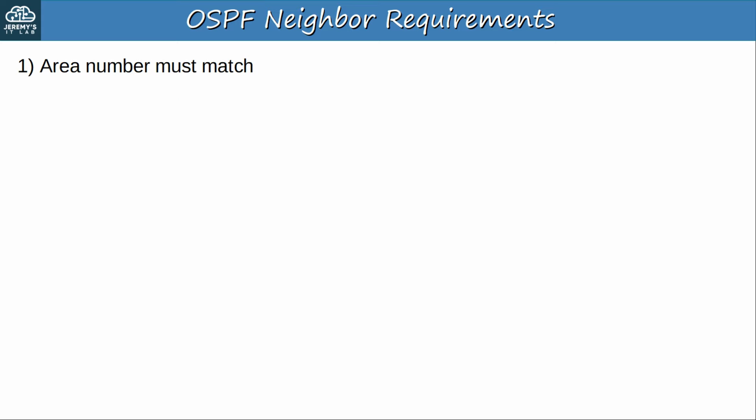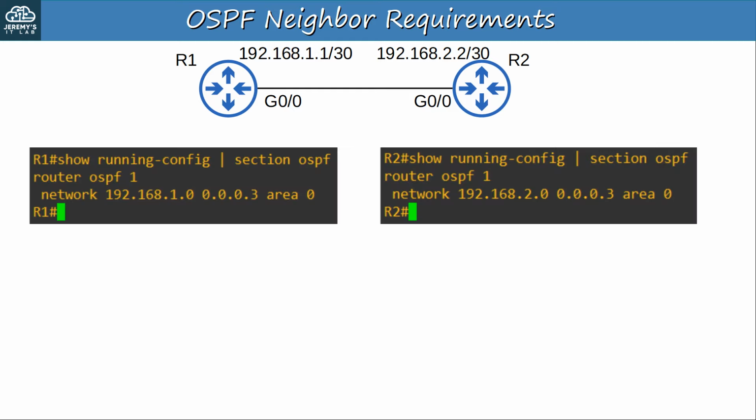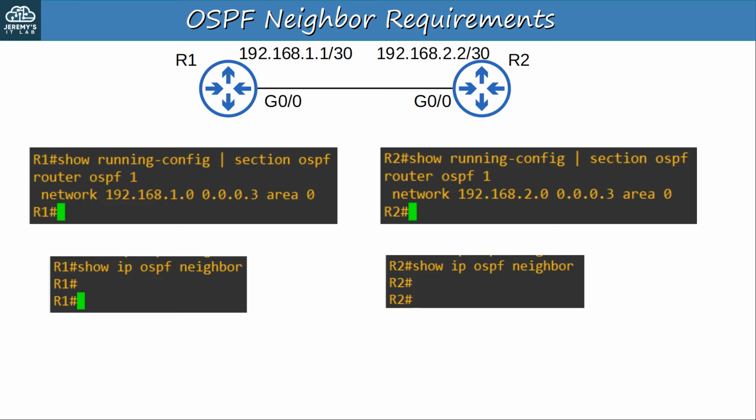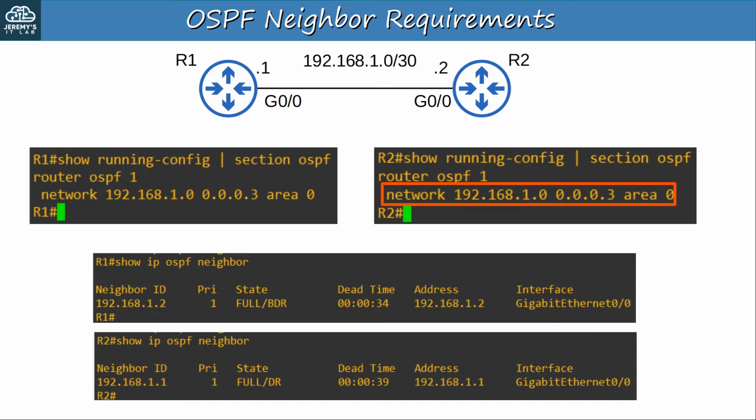Next rule. The interfaces must be in the same subnet to become OSPF neighbors. We covered this one before too, but let me demonstrate it. Notice that R1 and R2's G0/0 interfaces are now in different subnets. I activated OSPF on both of the interfaces, but when I check for OSPF neighbors, they don't come up. I once again configured R2's interface in the same subnet as R1, and also made sure to edit the network command so that OSPF is once again activated on G0/0. Now R1 and R2 are OSPF neighbors again.